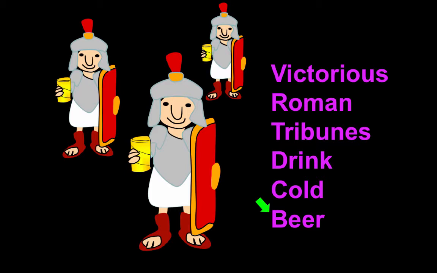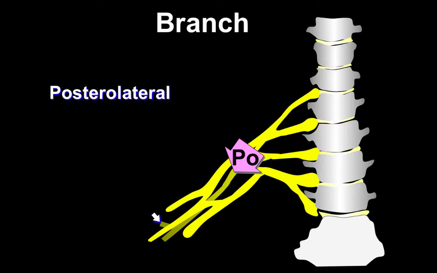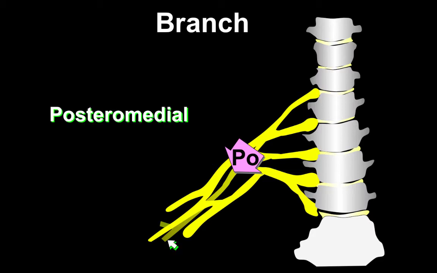Now, I go back to my mnemonic and use the first letter of the word Beer, B, to remind me of the branches of the brachial plexus. The posterior cord divides into the posterolateral branch and the posteromedial branch.